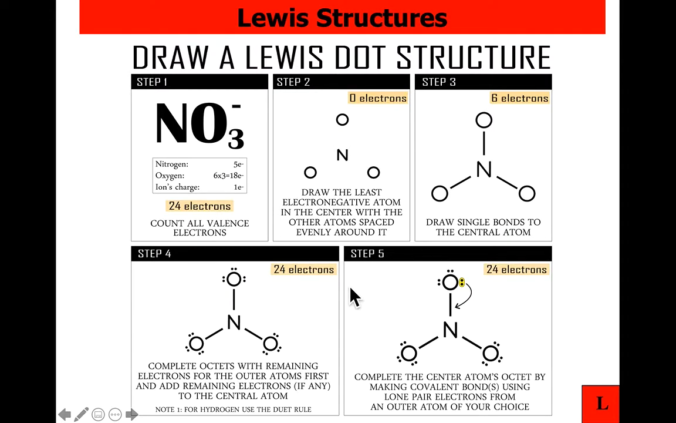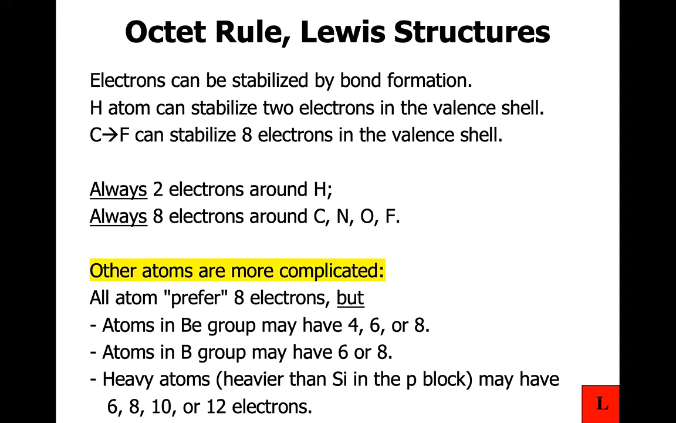All right, we'll continue to talk about Lewis structures. And we passed this slide previously. So electrons can be stabilized by bond formation. And then for part of the periodic table, this octet rule, the fact that they'll have 8 electrons around them in any good Lewis structure, is very strict. For carbon through fluorine, the octet rule is very strict.